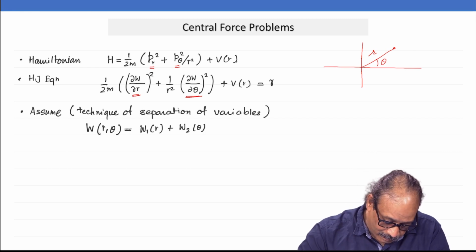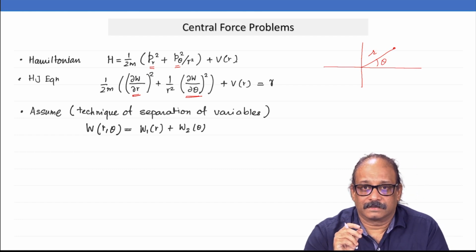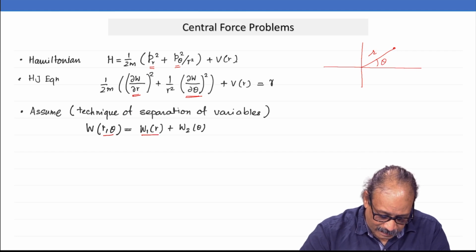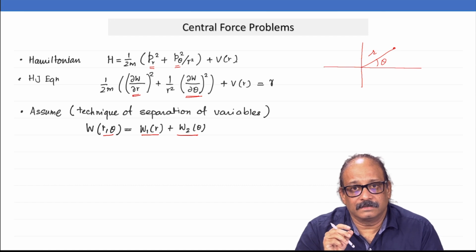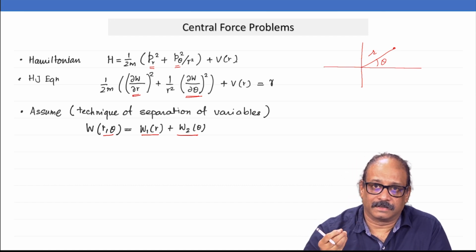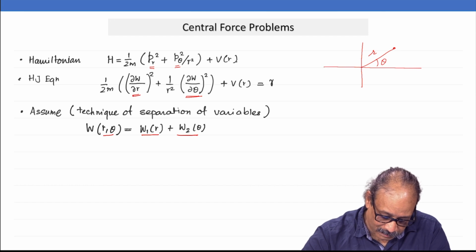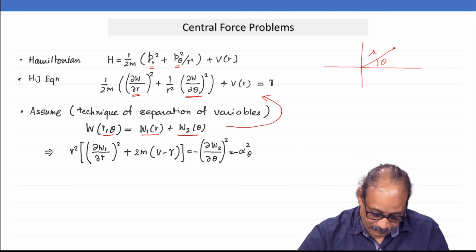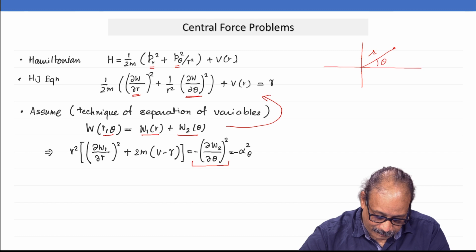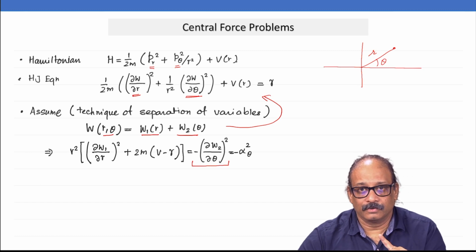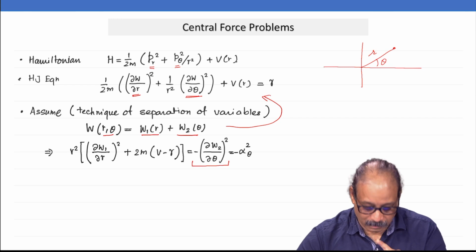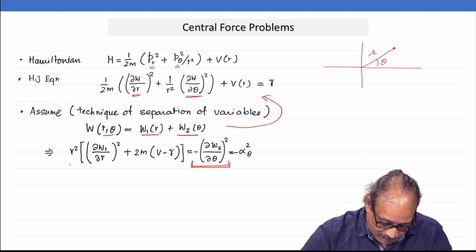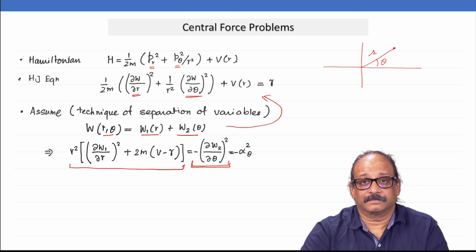Okay. And to do that, let me first express the capital W function, which is a function of two variables r and theta, as a sum of two separate functions. One is a function of r alone, one is a function of theta alone. Then you put it back into the Hamilton-Jacobi equation and do the rearrangement. If I do the rearrangement, I can put all the theta dependent terms on one side. Remember, W2 is a function of theta alone. So, on this side I have only theta dependent terms. On this side, I have only r dependent terms.